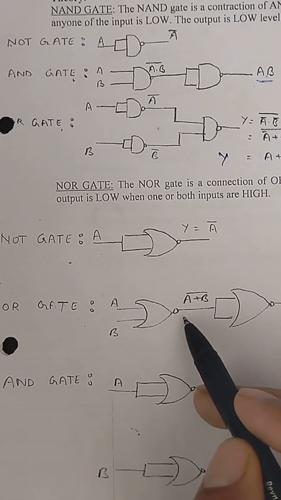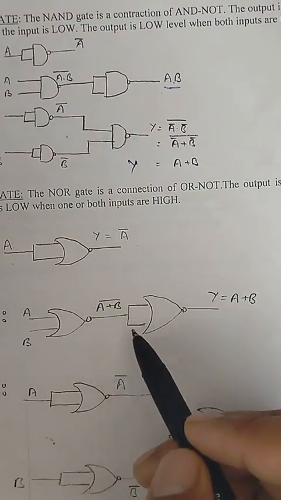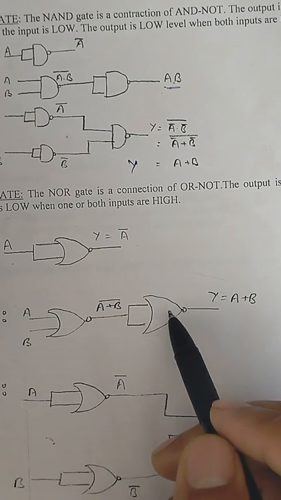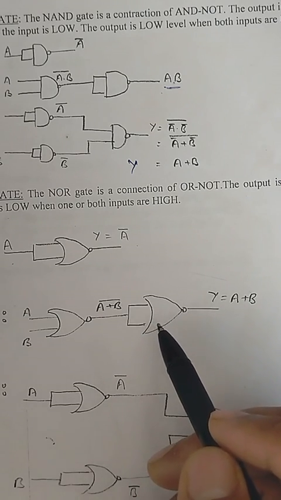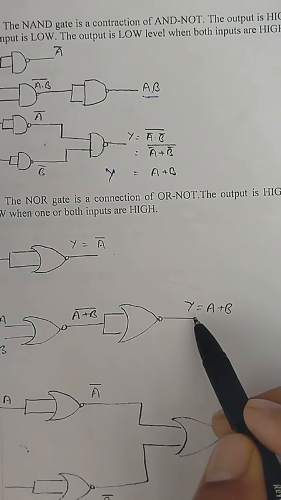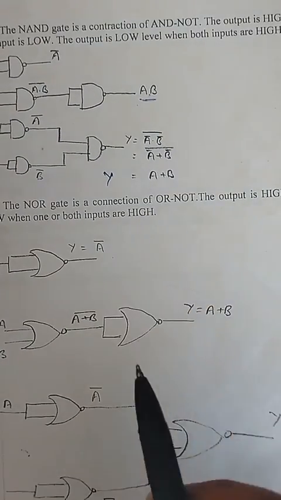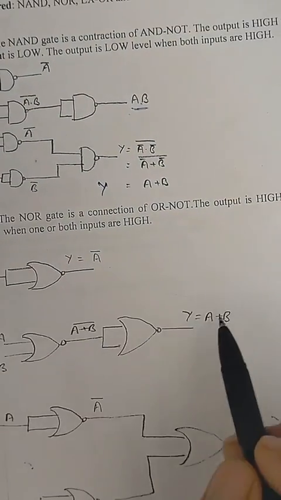The output of this NOR gate becomes (A plus B) bar. Now this output we will apply at the input of this second NOR gate. The output of this NOR gate will become Y equal to (A plus B) bar bar, meaning the OR gate. Now you can see the bar will be cancelled.